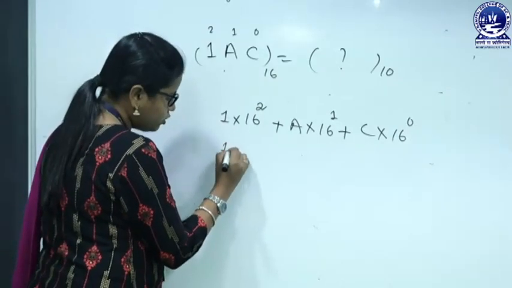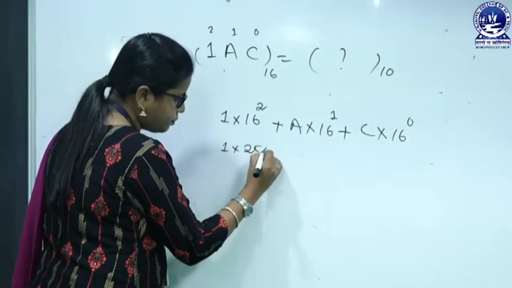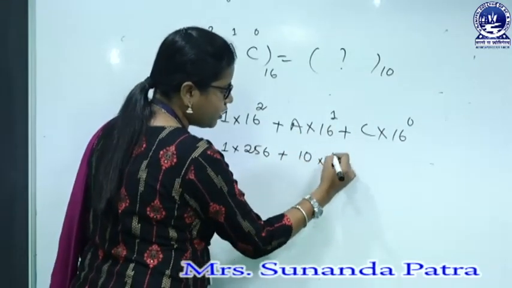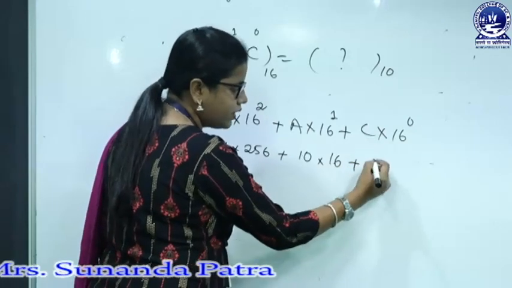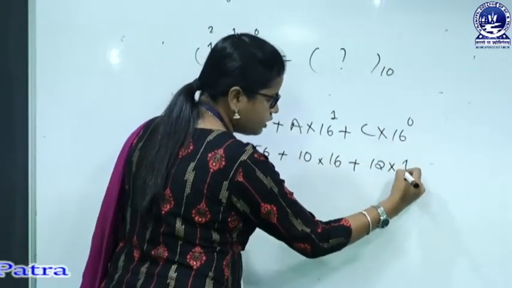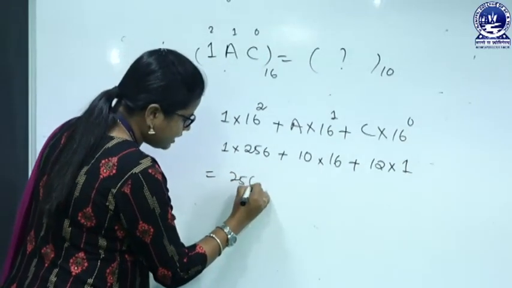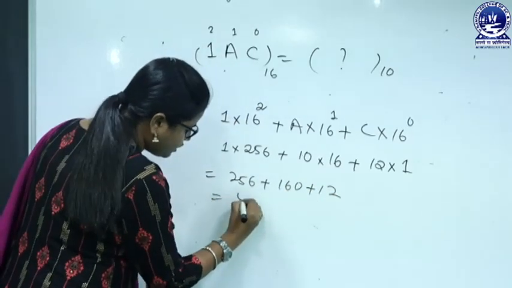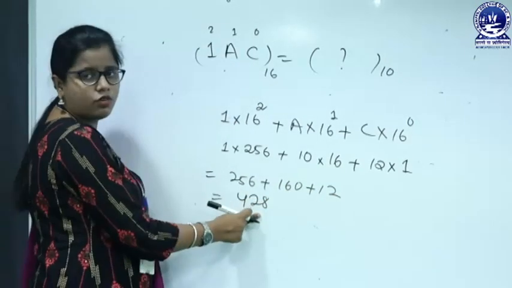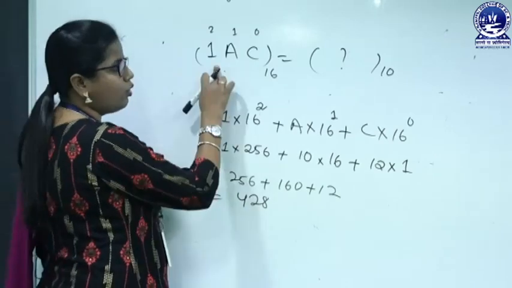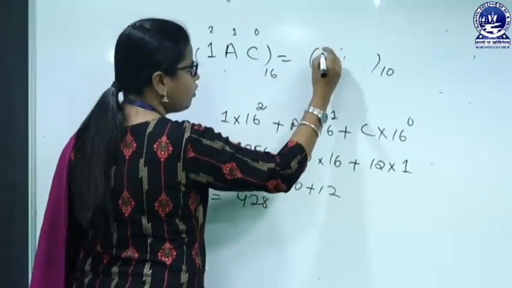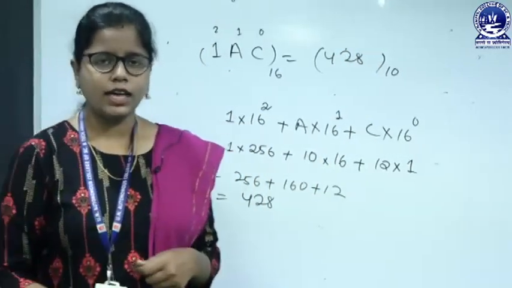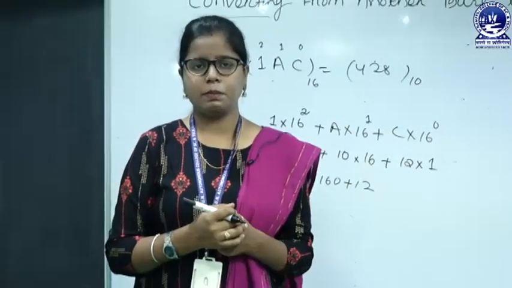So here 1 into 16 to the power 2, that is 256, plus A means what? That is 10 into 16 to the power 1, that is 16, plus C means what? 12, and 16 to the power 0, that is 1. So 256 plus 160 plus 12 is 428. So this is the equivalent decimal of 1AC, that is 428 base 10. This is the way you can convert any base to the decimal number system.